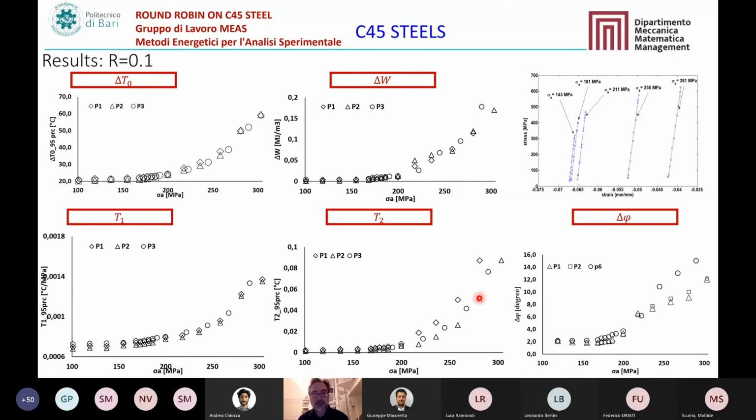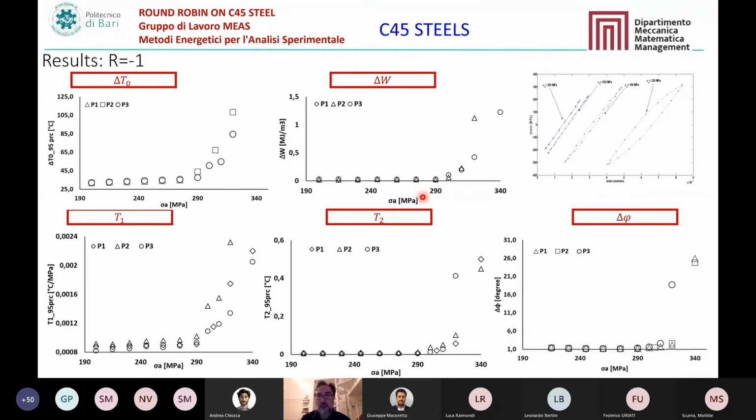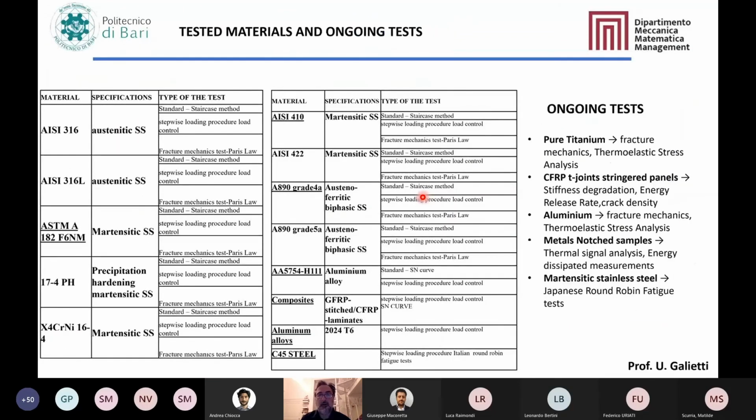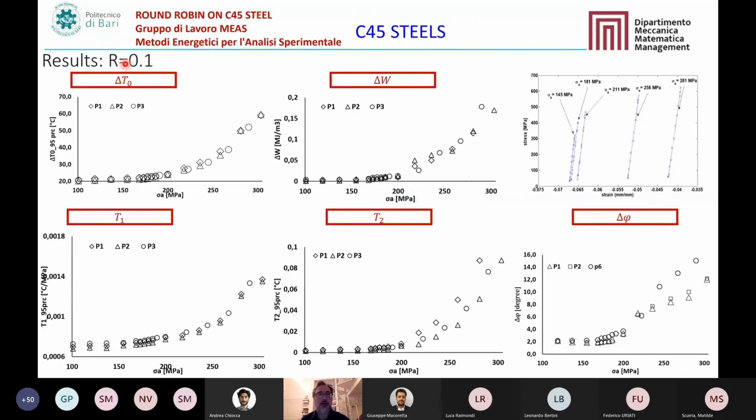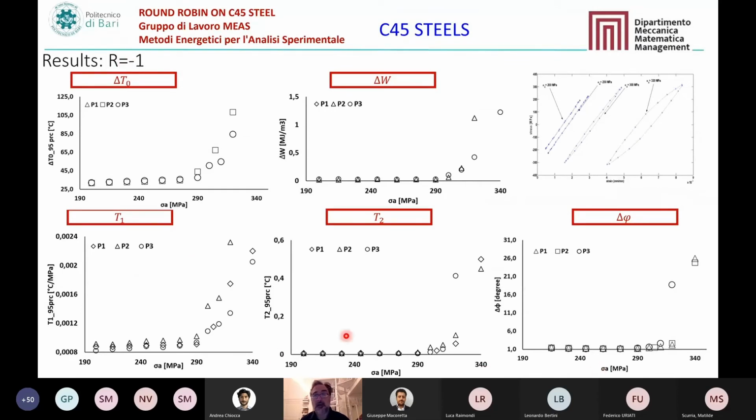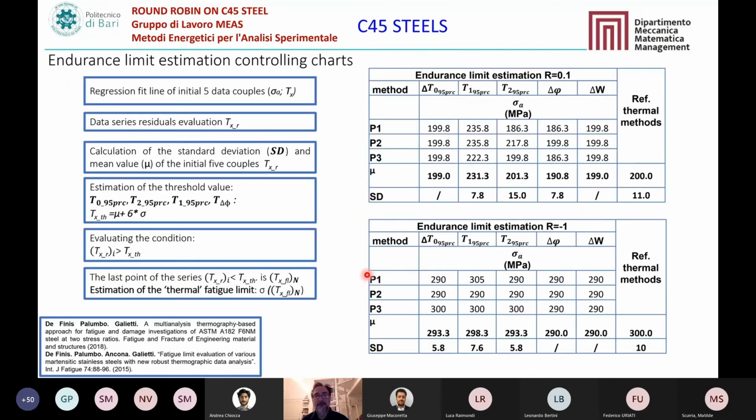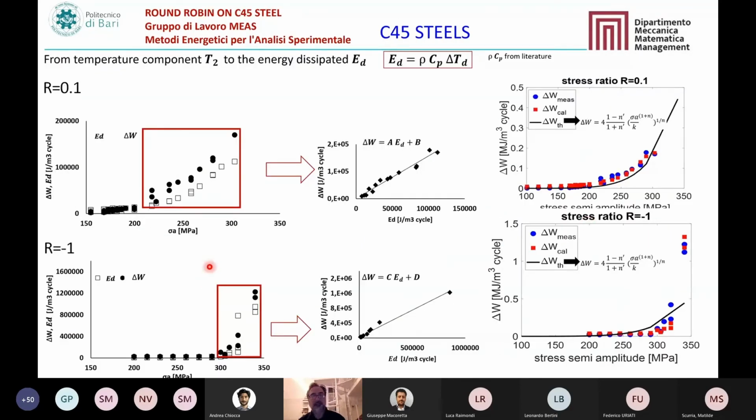So we saw those before. This new curve is the energy measured inside the hysteresis loop that was recorded by an extensometer and loaded by the loading machine. For two stress ratios, R 0.1 and R -1, much better results. The fatigue limit evaluation is becoming trivial, but this is the interesting part.